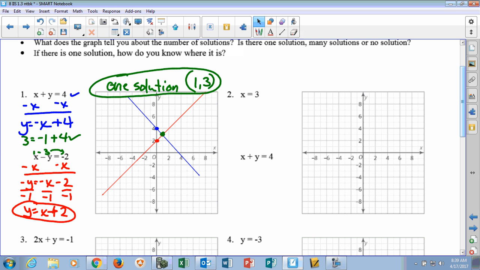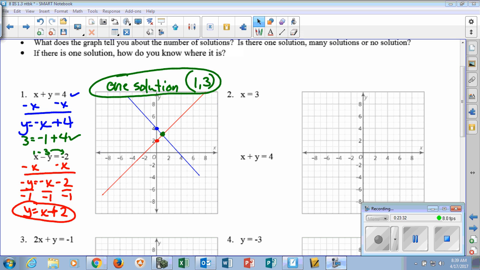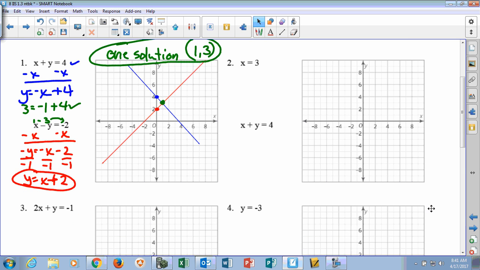Talk with your teammates. Remember what kind of line x equals 3 is. It's either vertical or horizontal. You got to try to remember which. So we're going to pause this again. All right, while you're working, because I see some people starting. X equals 3 is what kind of line?